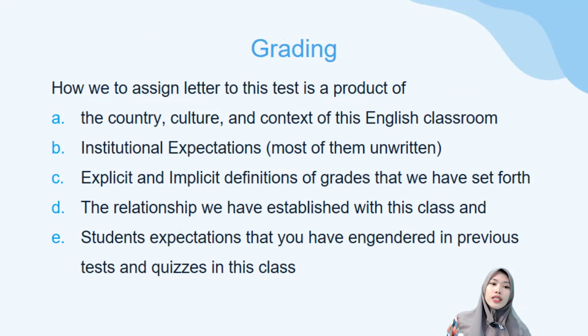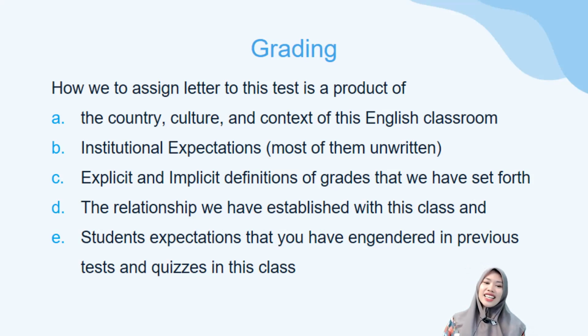And then grading. How we assign a letter grade to this test is a product of the country, culture, and context of this English classroom, and institutional expectations, most of them unwritten. And then explicit and implicit definitions of grades that we have set forth, the relationship we have established with this class, and students' expectations that you have engendered in previous tests and quizzes in this class.